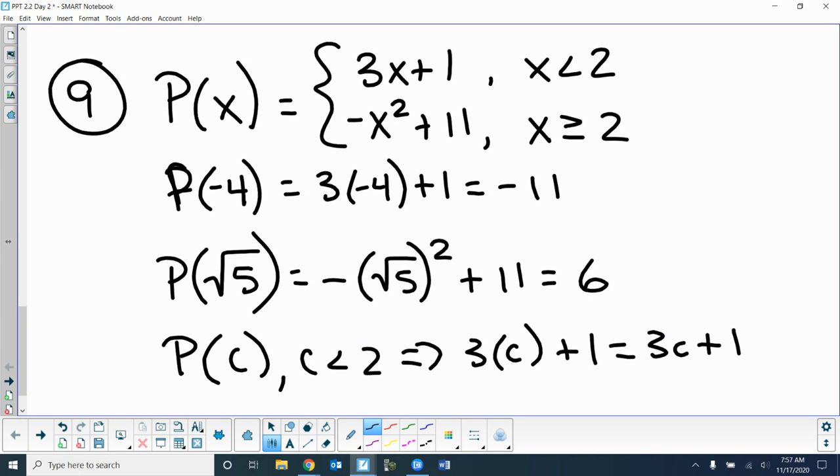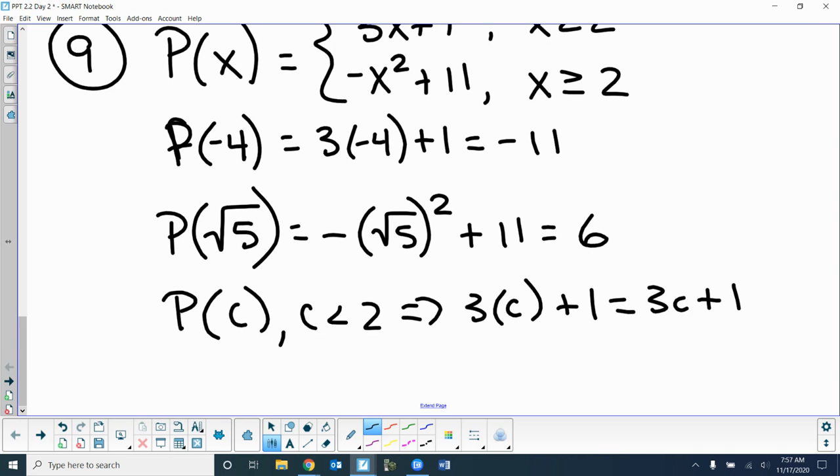And then the next one was P of K plus 1. And then it said K was greater than or equal to 1. So if K is 1 or bigger, if I put a 1 in there, what's 1 plus 1? 2. So it's like P of 2, which fits in the bottom one.